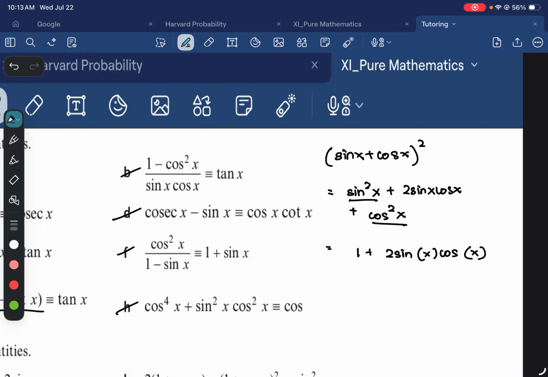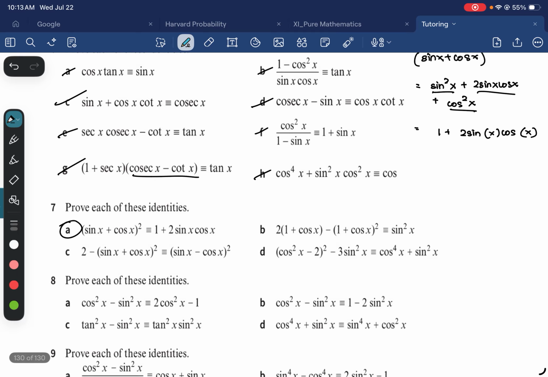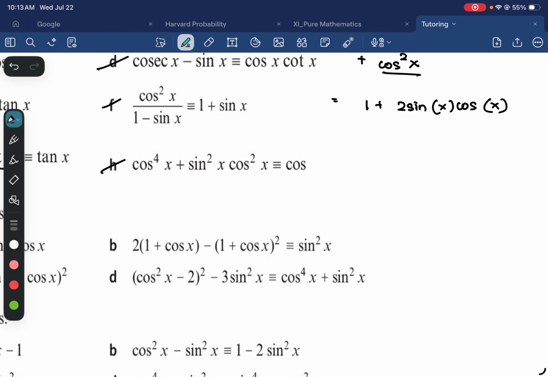Sin squared x plus cos squared x is 1, plus 2 sin x cos x, and we're done. So sin squared x plus cos squared x is 1, and then we have this. And that is exactly the right-hand side. So we are done.